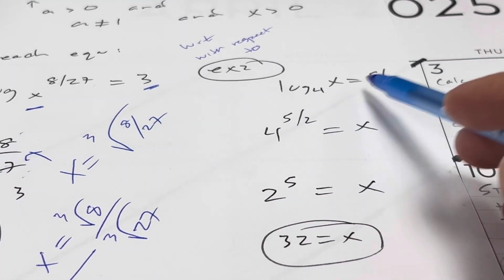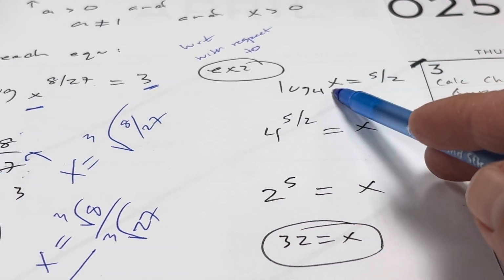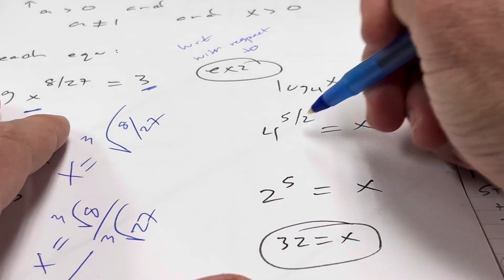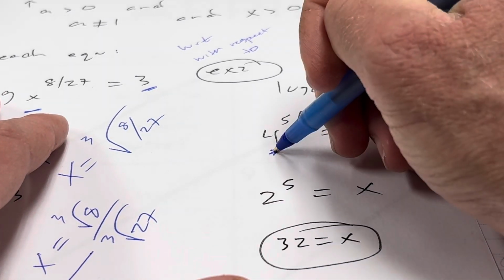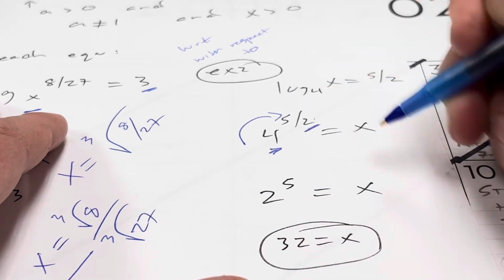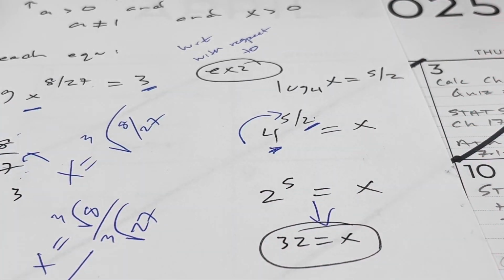Log base 4 of x is equal to 5/2. 4 to the 5/2 power is equal to x. So again, how do I do this by hand? 4 to the 1/2 power, I'll take the square root of 4, which is 2, then 2 to the 5th. 2 to the 5th is 32. And that is my answer.